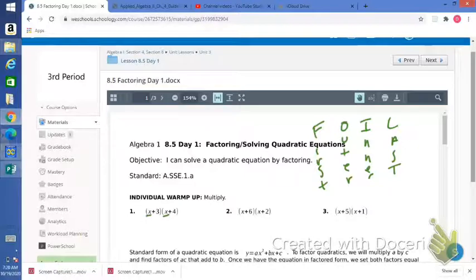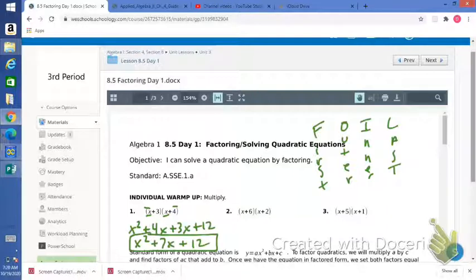Okay, so we're going to multiply first times first, the F. X times X gives us x squared. And then the outers, x and a 4, so it's going to give us a positive 4x. And then the inners, 3 and x, gives us a positive 3x. And then last, 3 times 4 gives us a positive 12. We want to then combine like terms. So the 4x and the 3x gives us a 7x plus 12, and there's your final answer.